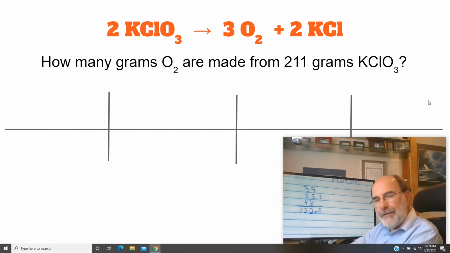Now, based on the ratio of the balanced chemical equation, I can see that for every 2 moles of potassium chlorate, I get 3 moles of oxygen gas, and therefore, if I'm starting with almost 2 moles of potassium chlorate, I must be ending up with almost 3 moles of oxygen gas. And 1 mole of oxygen gas would be 32 grams. So 3 moles would be approaching 100 grams. Let's see how it goes.